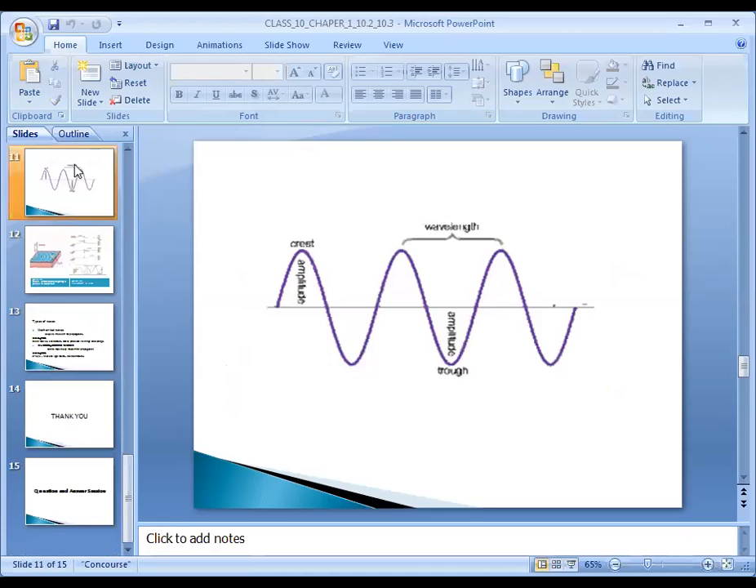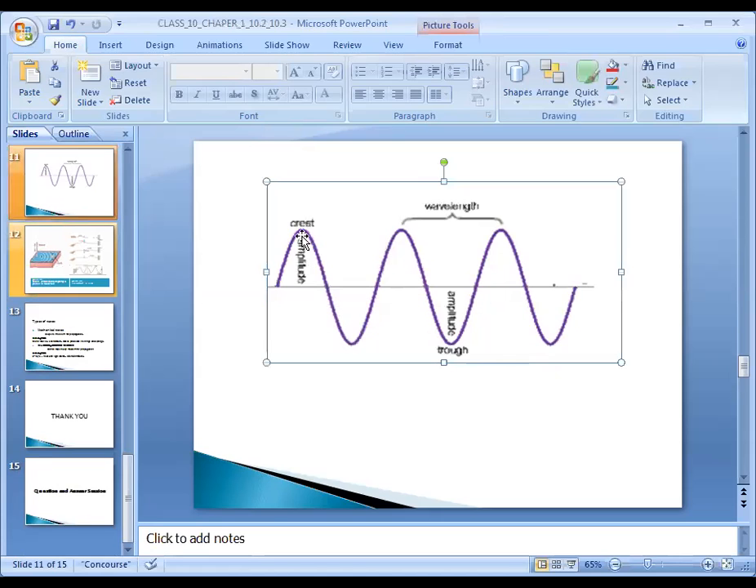This is the wave. A wave is basically a disturbance in the medium. A wave has two parts: one is the crest and one is the trough. The upper portion of the wave is called the crest, while the lower portion of the wave is called the trough. And my amplitude is this distance. So this is the crest and this is the trough.